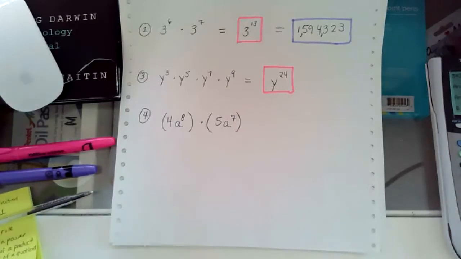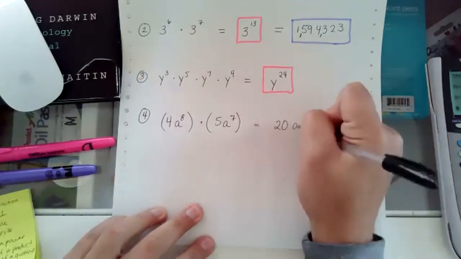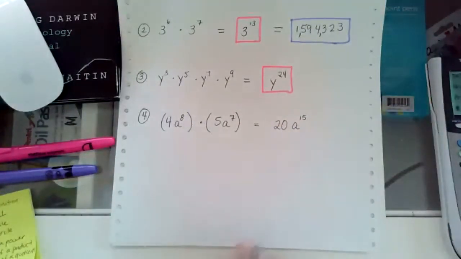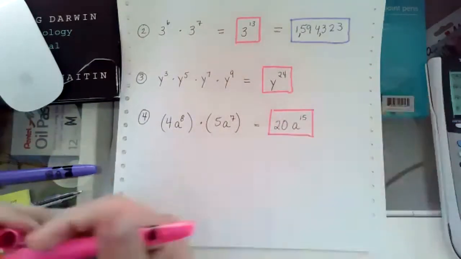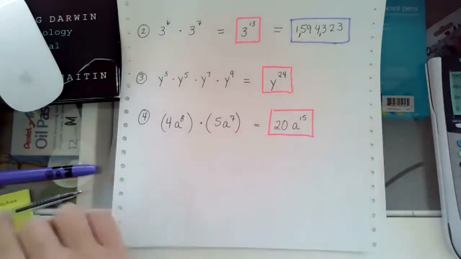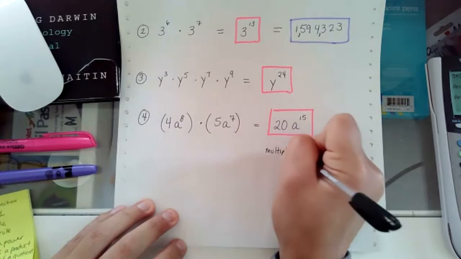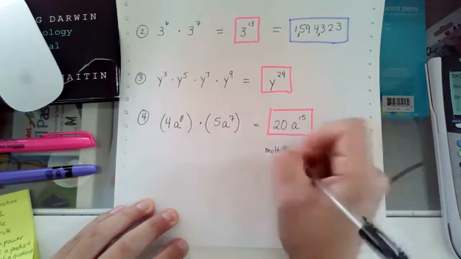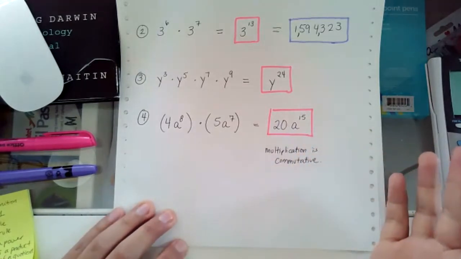Yeah, that's exactly right. 20a to the 15th power. Is anybody confused on how we got this? No. Okay, good. But in any case, I'm still going to explain it. All right. So what's going on here is that, right, exponents are repeated multiplication. And in the past, we said that multiplication is commutative. That means that it doesn't matter what order you do the multiplication in.